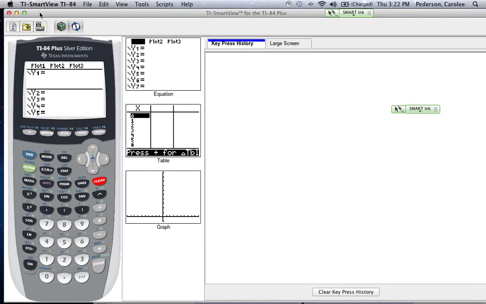So we're going to go ahead and push the y equals button. And there might be some stuff in your calculator from before. So just go ahead and push clear and enter, and it will delete out that y equals to the right equation.